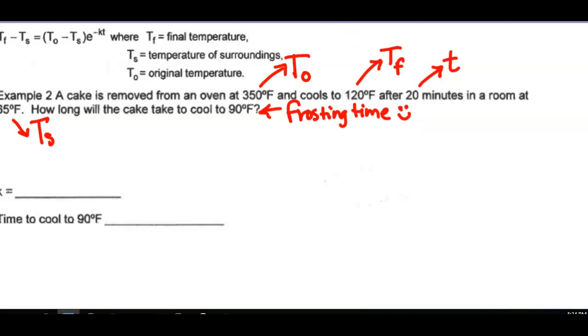Or ice it if you're Canadian. But we don't need that temperature yet. That's later. We have to find k first. So I'm going to use this formula right up here.